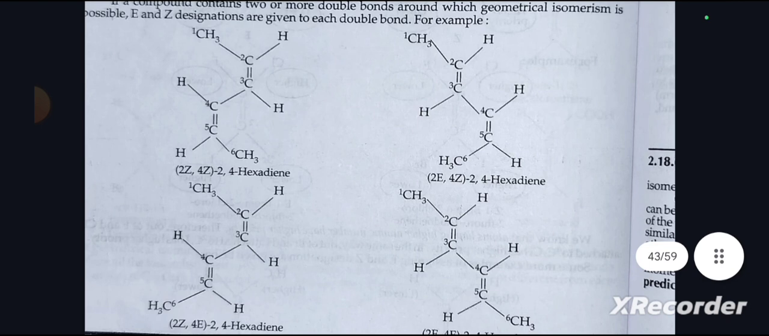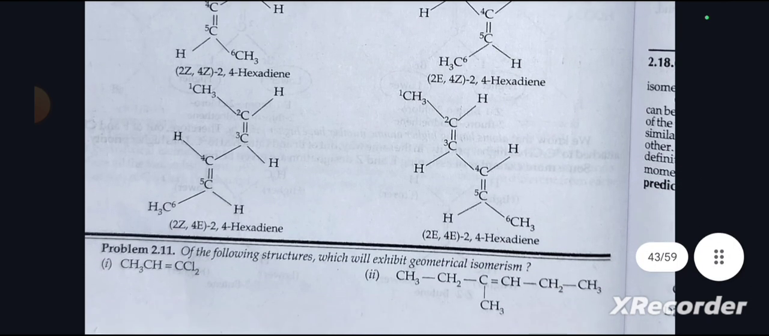For example, CH3-CH=CH-CH=CH-CH3: 2Z,4Z-2,4-hexadiene; CH3-CH=CH-CH=CH-CH3: 2E,4Z-2,4-hexadiene; CH3-CH=CH-CH=CH-CH3: 2Z,4E-2,4-hexadiene; CH3-CH=CH-CH=CH-CH3: 2E,4E-2,4-hexadiene.